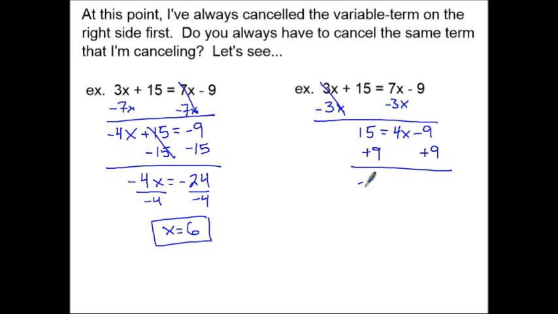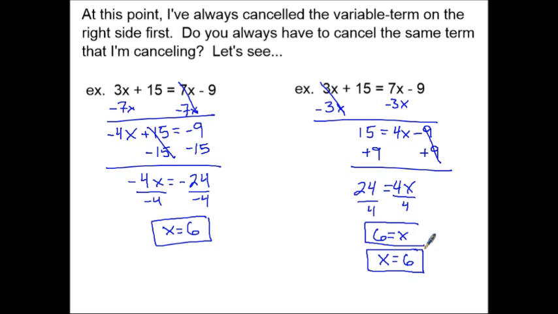I get a 24 on this side. I've got a 4x, and of course the 9's cancel each other out. And then dividing through by 4, notice I get a 6 for my x. It's just backwards basically, so I can rewrite it as x equals 6 if I feel like it. Although realistically, it is perfectly acceptable to say 6 equals x, but even though I'm happy there, I'm happier here. Woohoo! Anyway, I just think it looks nicer.